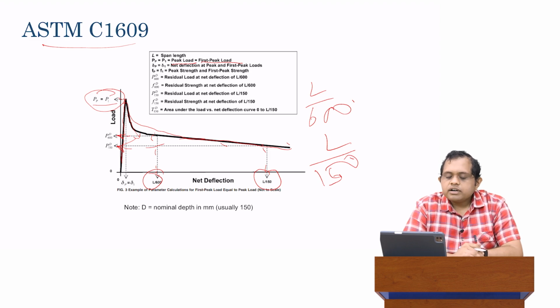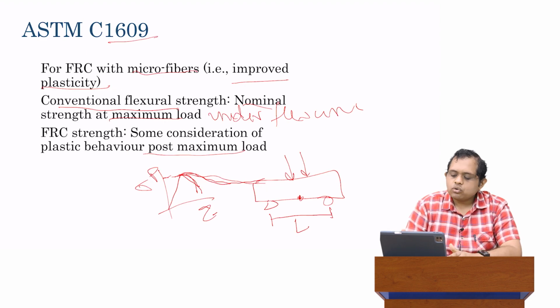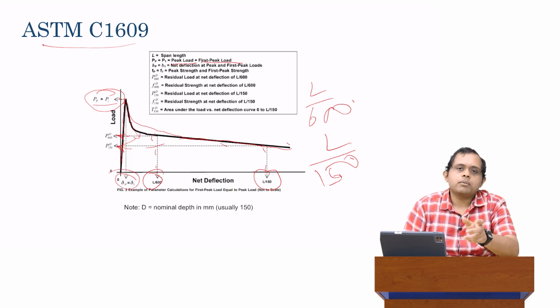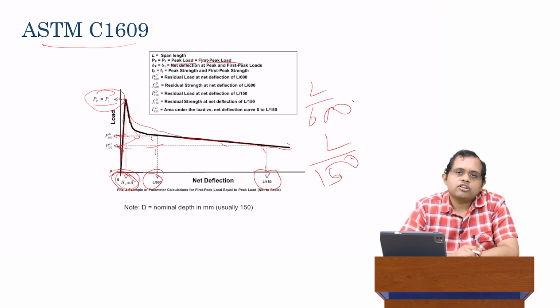Now, L over 600 and L over 150 are actually much higher than the first deflection or the peak deflection. The deflection of just the plain concrete is not that much. As you can imagine, typically in this code, the L value is 450 mm. So you can calculate L over 600 and L over 150, and you see it's maybe 3 mm or 1 mm or something of that sort. It's much, much more than what you would get for this peak load.